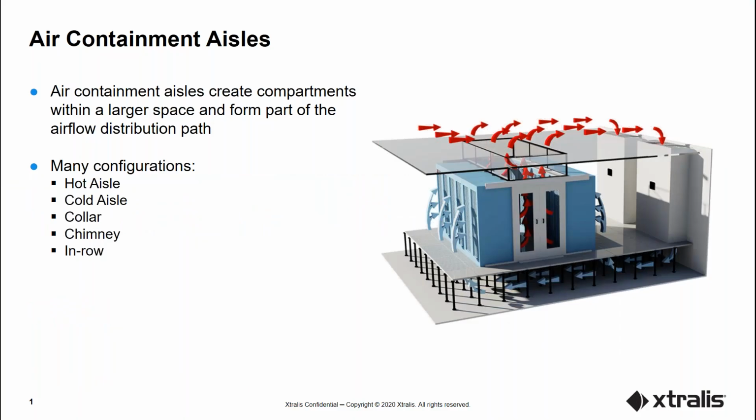Air containment aisles are the norm in today's data centers as they deliver cooling to specific components that require it, as opposed to conditioning the entire space, which was previously done. Air containment is efficient and effective at reducing end users' cooling costs and power consumption. Containment aisles are created by separating hot and cold air with barriers and have many possible configurations, including hot aisle, cold aisle, collar, chimney, and in-row configurations.